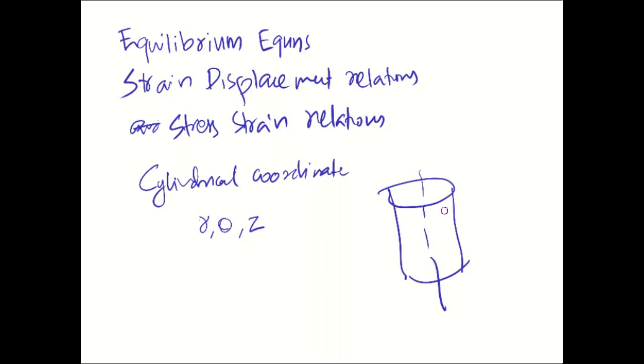Now we have theta and r axes. As the body and loading conditions are symmetric about the z axis, we can say that the deformation is independent of theta. It does not vary with theta. So the deformation, let us say u, is independent of theta.